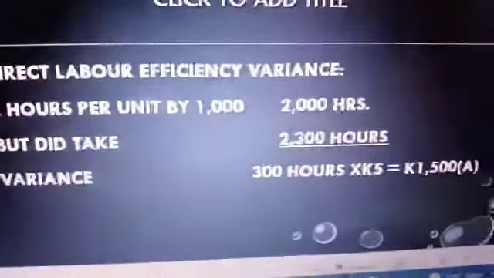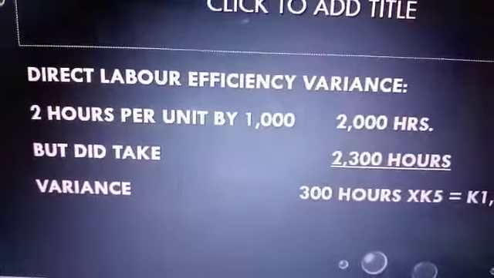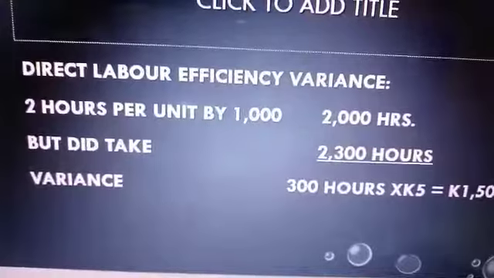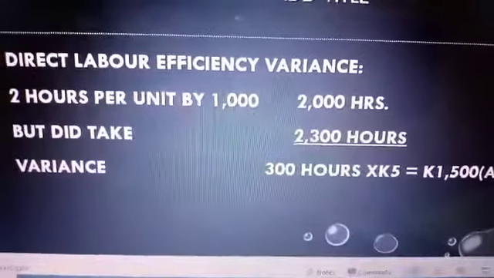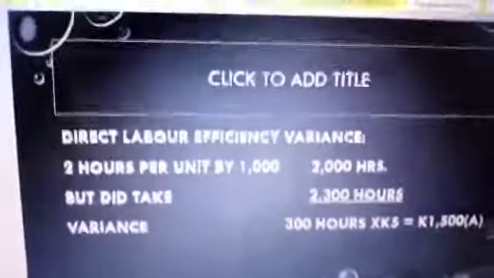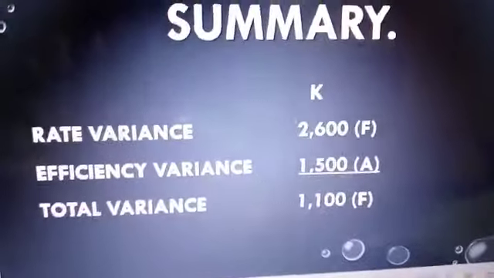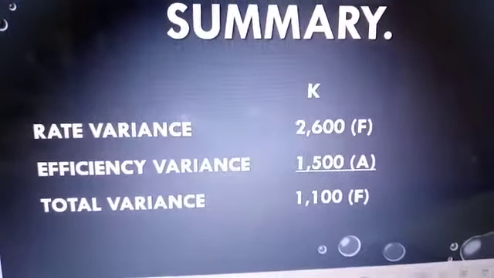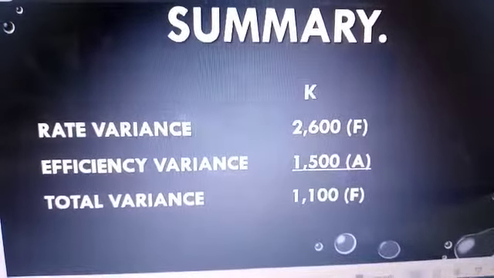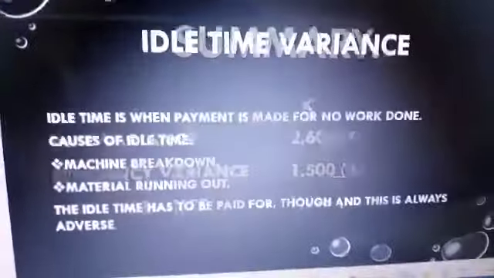That's why it is favorable. For the direct labor efficiency variance, the key word for efficiency is time. Therefore, per unit, you needed to spend 2 hours. For 1,000 units it is 2 by 1,000, you get 2,000. But then you did spend 2,300. Therefore, the variance is 300 hours by 5. You get 1,500, and that is adverse. The summary is similar to what we actually saw. The rate variance, which is favorable or positive. The efficiency variance, which is adverse. And then you get the difference of 1,100 in favor.